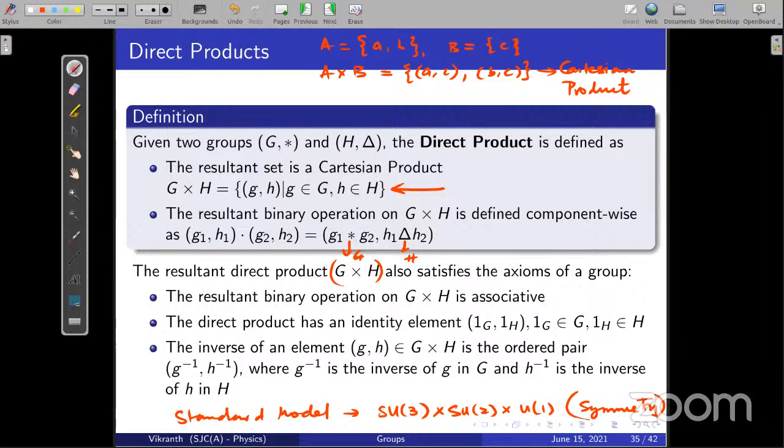The binary operation, both are associative, so the resultant is still associative. The direct product, there is an identity in both of them. So if you take both together, then you have an ordered pair (1, 1). That's also an identity, and there is an inverse for both of them because both of them are groups in themselves. And you can verify that this thing is a group in itself, and so on.